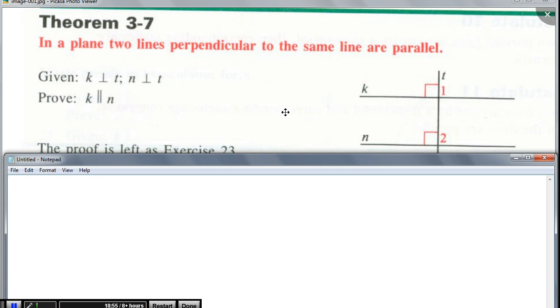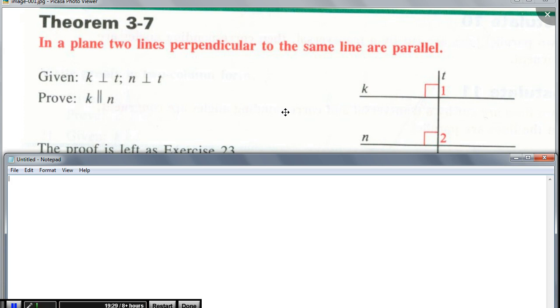Do you think it's going to be? Huh? 90, right. What about measurement angle 2? And what kind of angles are angle 1 and 2? They are? Right angles, yeah. And also, in terms of the two lines cut by a transversal, angle 1 and 2 are the corresponding angles, aren't they? So if I could show that angle 1 and 2 are congruent, I'm done. Yes. Because from the postulate we learned, if two lines are cut by a transversal and corresponding angles are congruent, then of course two lines are parallel.